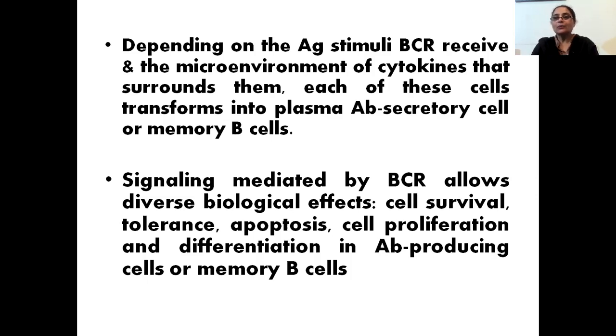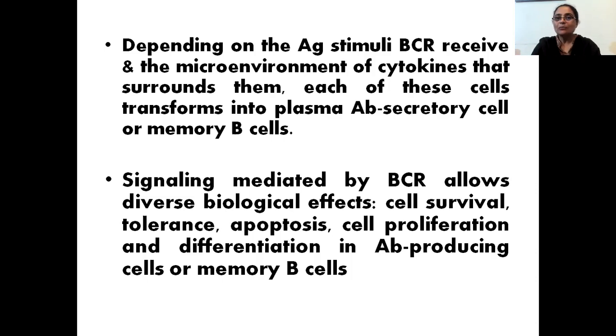Innate immunity is not specific and does not have any memory, while adaptive immunity does have memory. So you can understand that B cells, after receiving antigen, can develop and differentiate into either plasmocytes, that is antibody secretory cells, or they can become memory B cells.